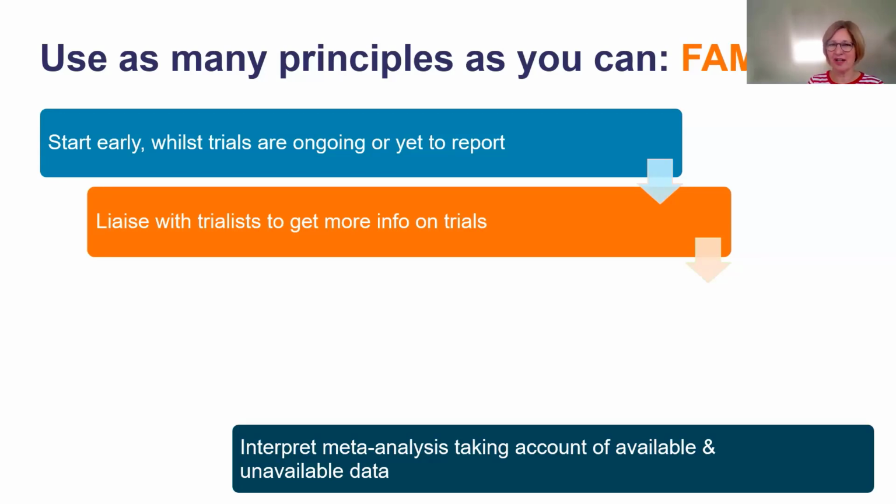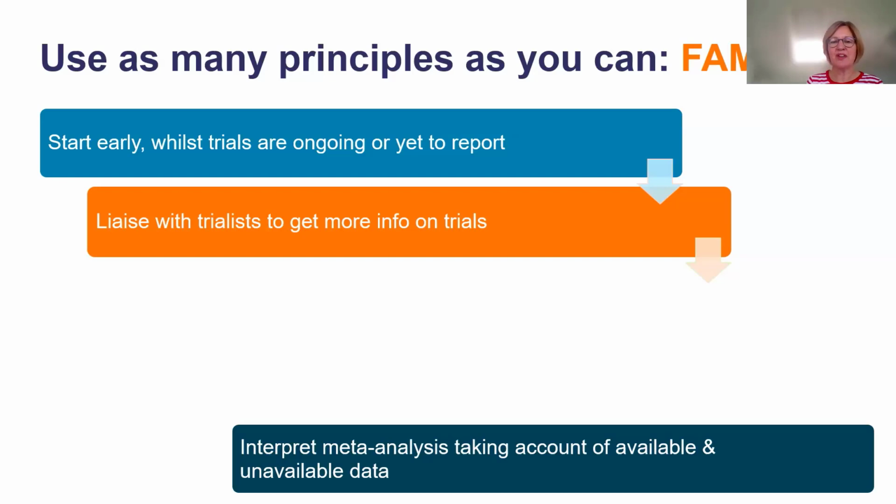So why not start early and get to know your trials? Even if you don't do it with trialists, get as much information as you can on those trials and when they're likely to complete and report. And at least if you know all the trials and you know about them before they complete and report, you can start to plan your meta-analysis for when those results do come out, rather than waiting for results to be published and then starting to look.